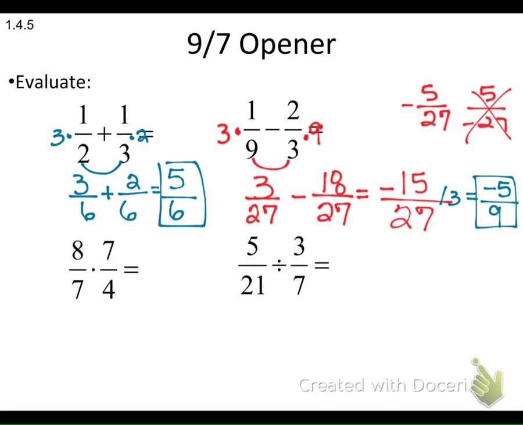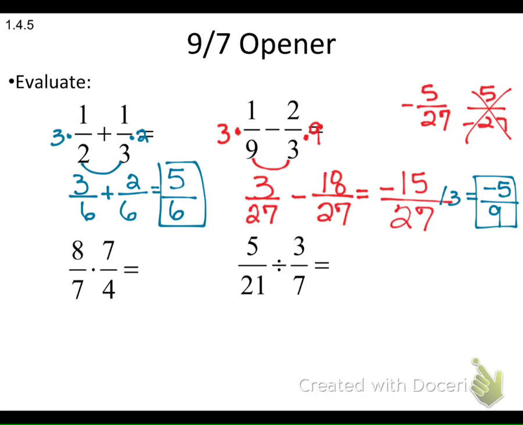Okay, next one. Now we are going to go to multiplication. Multiplication, division are my favorite. So, multiplying fractions, we don't have to have the same denominator. Hallelujah. I like to simplify at the beginning because they're smaller numbers. So, you look to see if you can simplify any numerator with any denominator. Any top number with any bottom number.